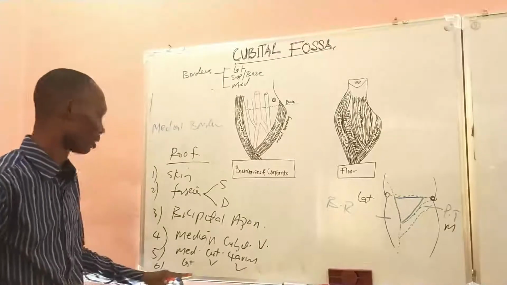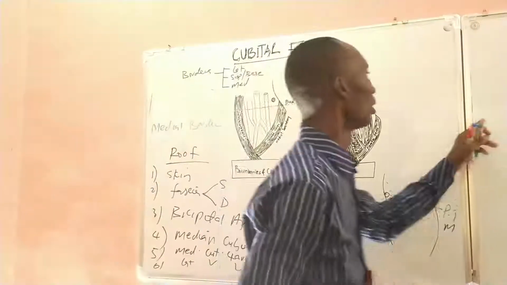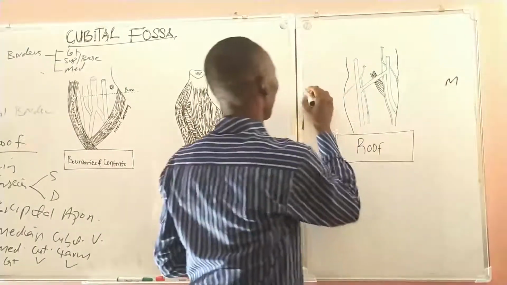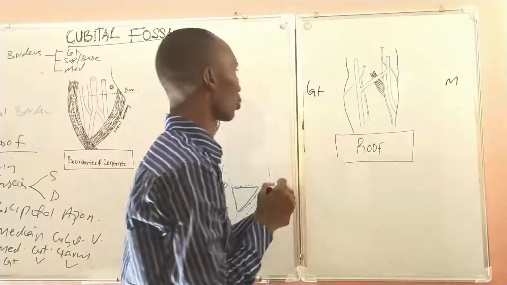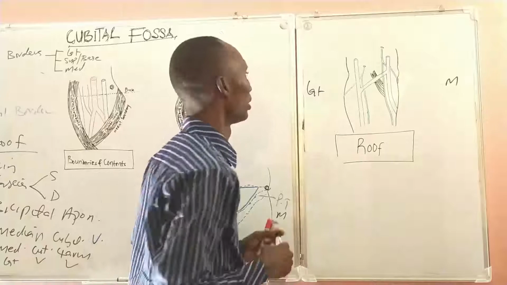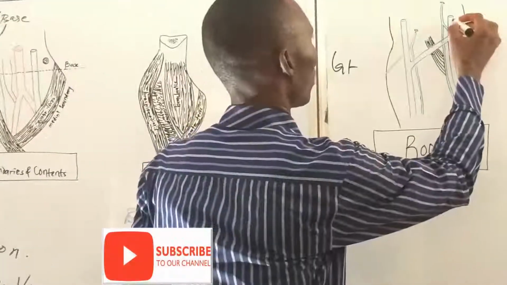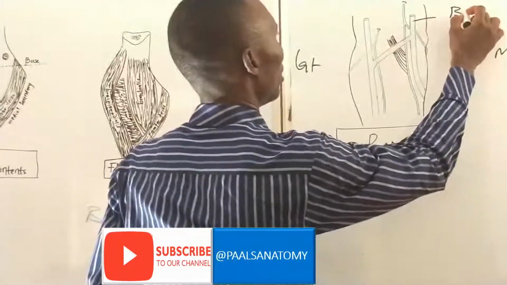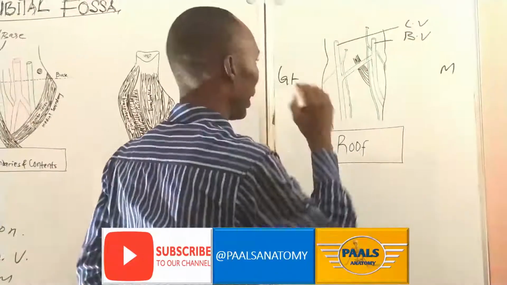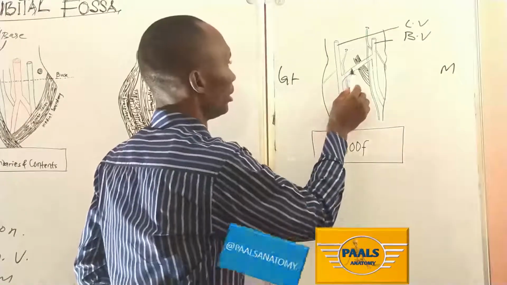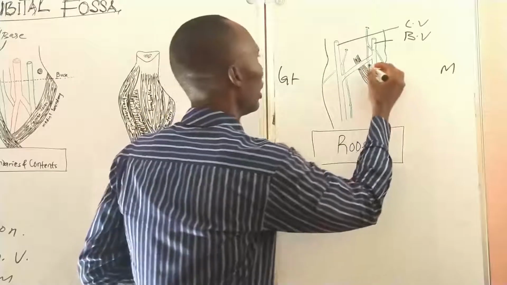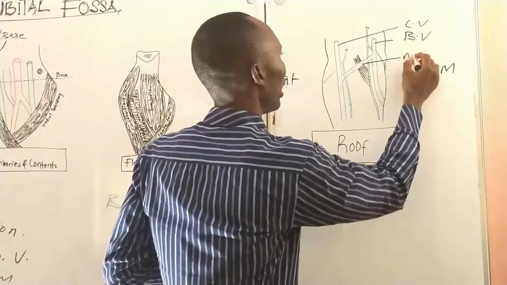We'll look at our diagram for the roof. In this diagram, this is the medial side, and this is the lateral side. We can pick out some of the structures we've already listed. Starting from this point, we'll see the basilic vein. Then at this point, we'll see the cephalic vein. And then the median cubital vein connecting the cephalic vein to the basilic vein.